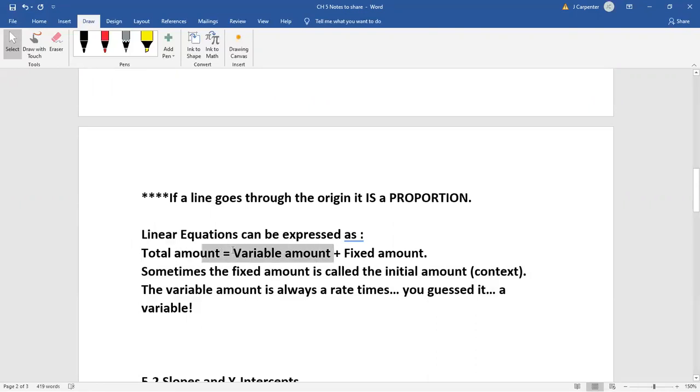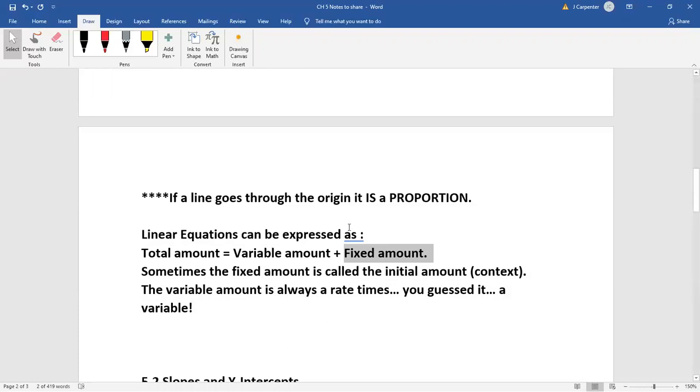So variable amount is the amount we paid for tickets, or the amount we drove before the reset button was hit, or not accounting for the reset button being hit, I should say, or the weight of the water without the bucket, plus the fixed amount. The fixed amount was the thing that didn't change. That was the flat fee of $20 to pay Verizon or T-Mobile or whatever, or the bucket weight of 10 pounds, or the 100 miles that was on the odometer before we hit the reset button, the tripometer, excuse me.